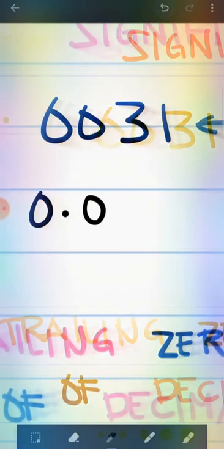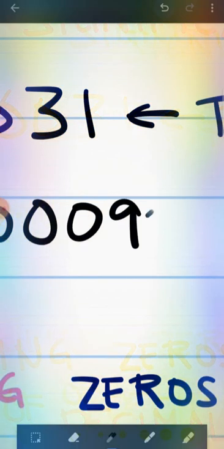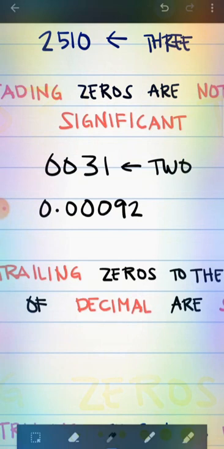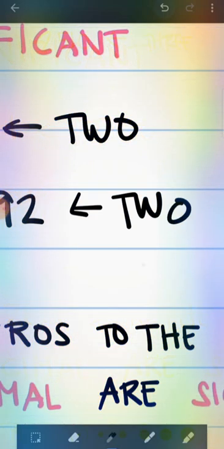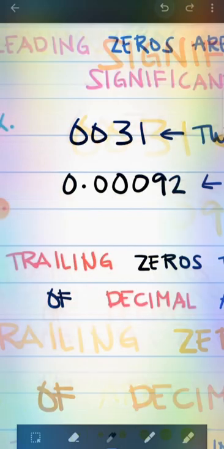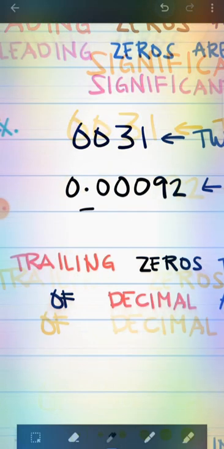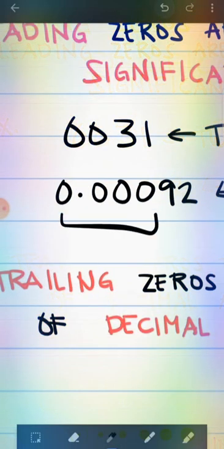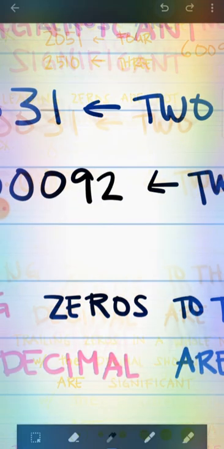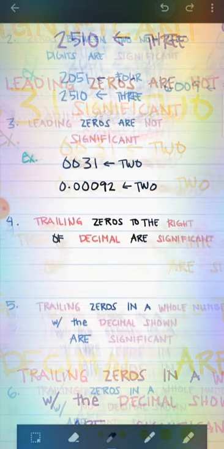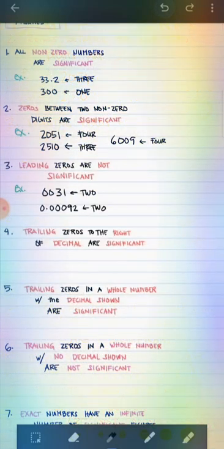Another example is if I have 0.000092. How many significant figures does it have? It has only 2. Why? Even though it has a decimal point on this side, all these zeros are leading zeros and nothing but placeholders. And thus, these two non-zero numbers are the only significant digits.